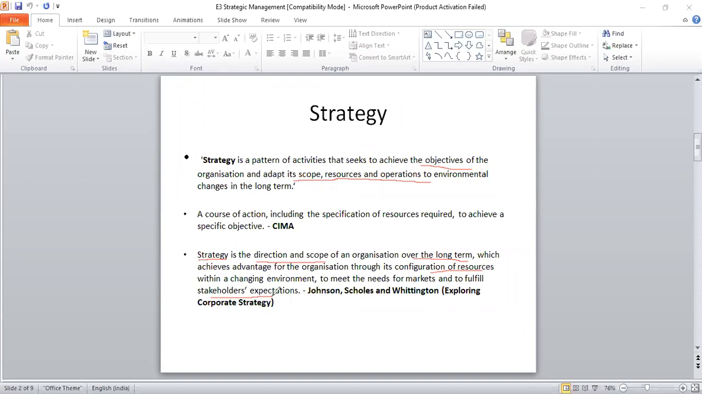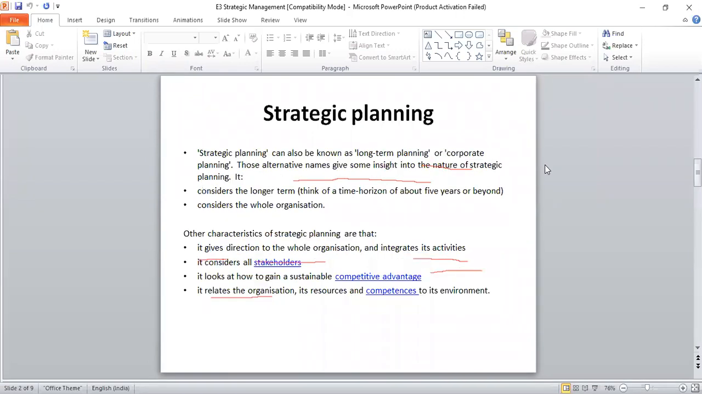So it's given by Johnson, Scholes, and Whittington, a lengthy one, but the summary of it is basically the plan which they would take up to ensure that their objectives are achieved. That is what strategy is.